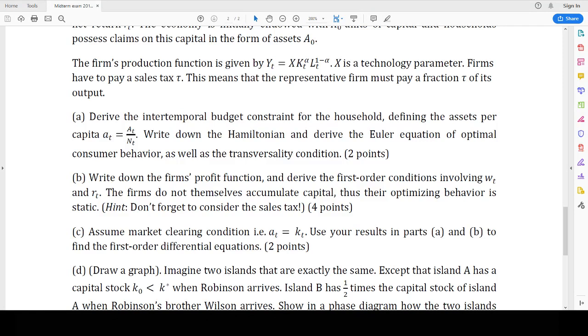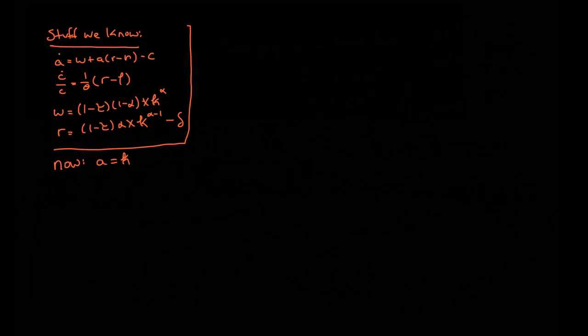Hey everybody, let's look at part C, and it's asking us to use the market clearing condition that sets A and K equal to solve the model. So I've made a handy table of all the stuff we know, and pretty much if you don't use everything you've found up to this point, you're doing something wrong, so it's kind of good to take inventory of everything we have.